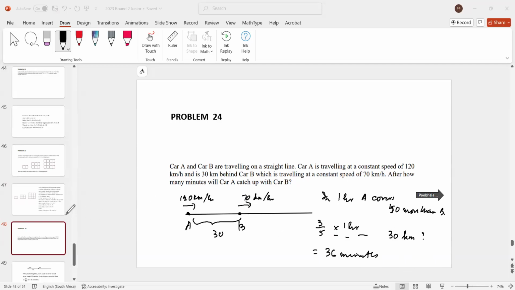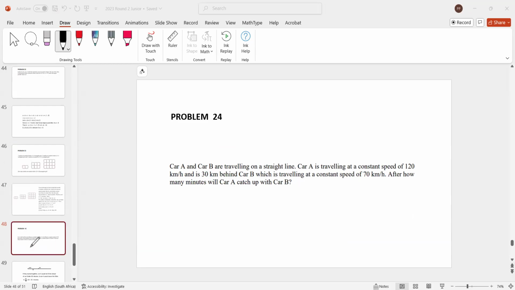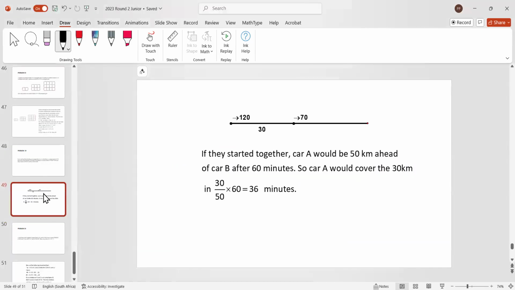Okay, so problem number 24 is not that difficult. It's a problem on ratio and proportion. So let's just see if the answer is 36 minutes. I've been getting a couple of things wrong here. Fortunately, I've got the correct answers. So yeah, it is 36 minutes. Okay, so let's just get on to the last problem.